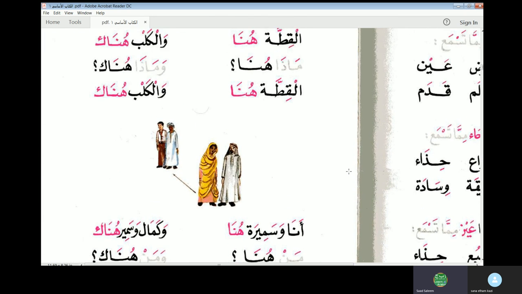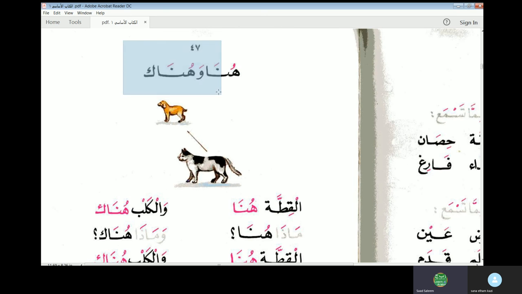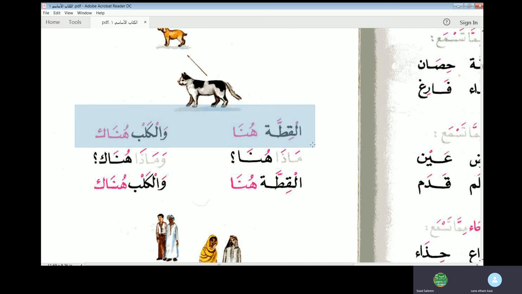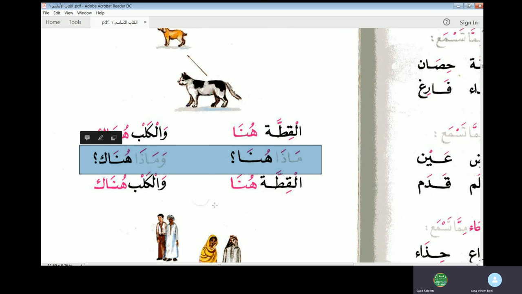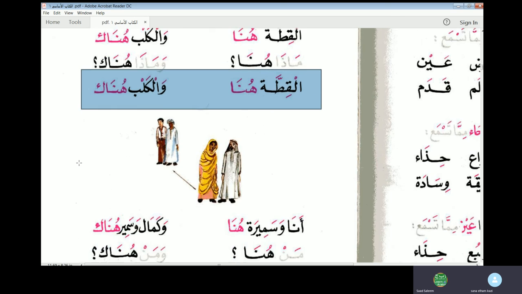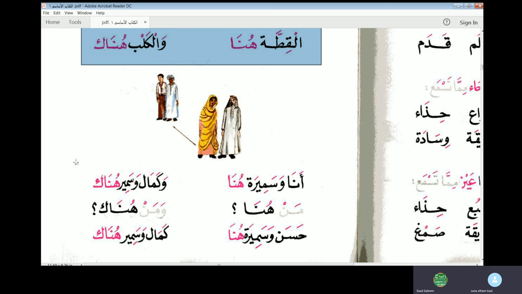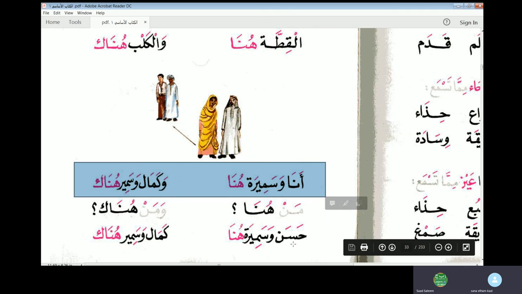Huna wa hunaka, here, there. Al-kittatu huna, the cat is here. Al-kalbu hunaka, and the dog is there. What is here? And what is there? I and Samira are here. And Kamal and Samir are there.